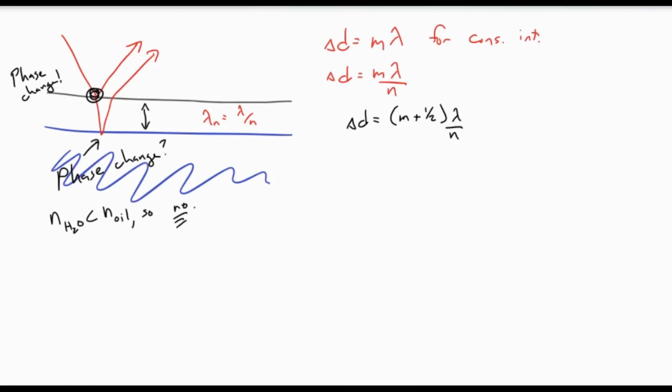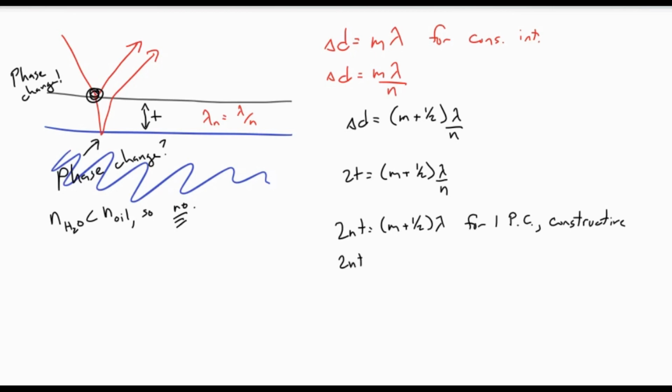Now, the difference in distance is double the thickness, right? So that has to equal m plus 1/2 times lambda over n. Multiply the n over, and we get the equation for thin film interference with one phase change for constructive interference: 2nt equals m plus 1/2 times lambda.